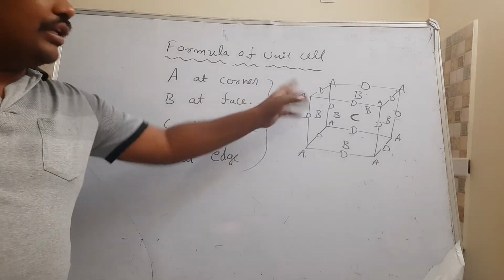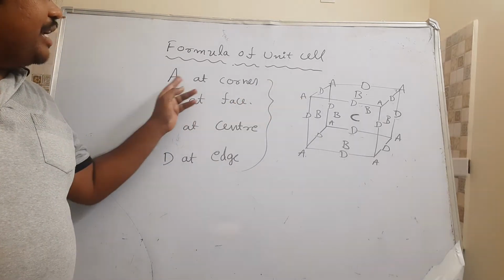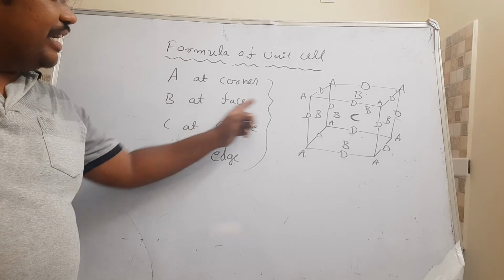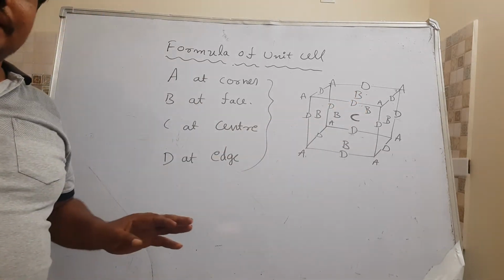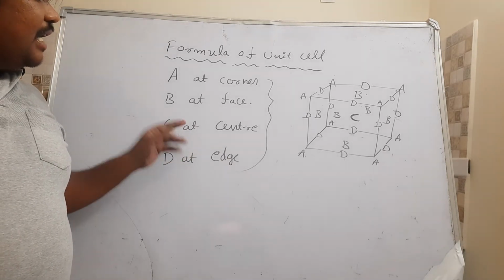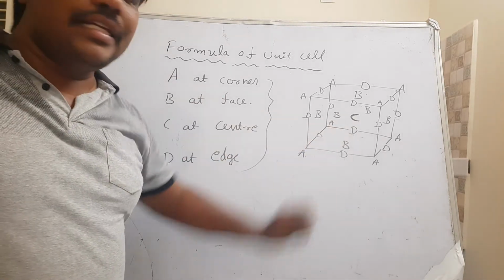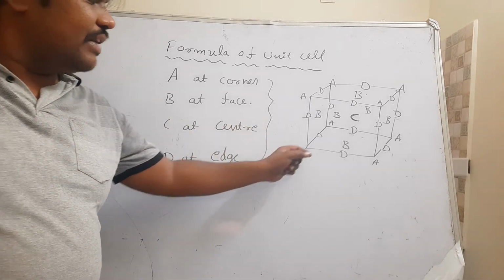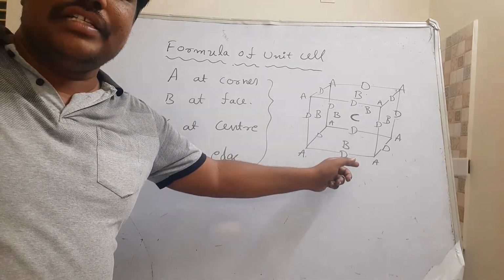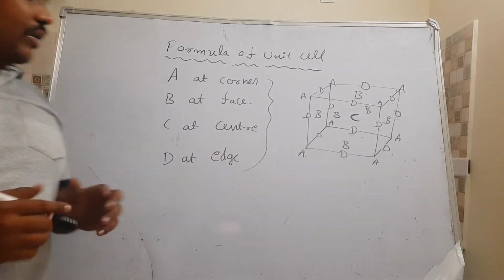A at each corner, B at each face center, 6 faces are there. At each face center there is the presence of atom B, and at the center, atom C is situated. At each and every edge center there is D. Then find out the formula.